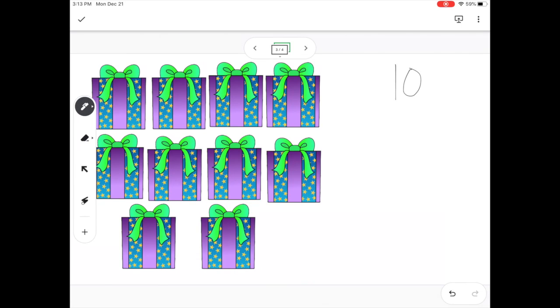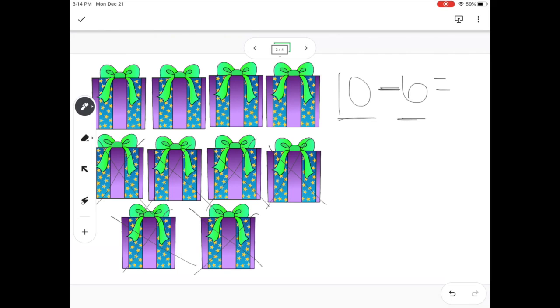And then she decided to open some of them. Let's see how many she had decided to open. Ready? 1, 2, 3, 4, 5, 6. She opened 6 of them. And she wanted to save the other ones for later. So how many did she decide to save? Remember, she started with 10 gifts. She took away, or she opened 6 of them.